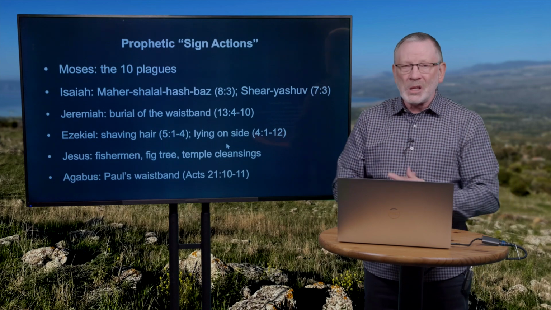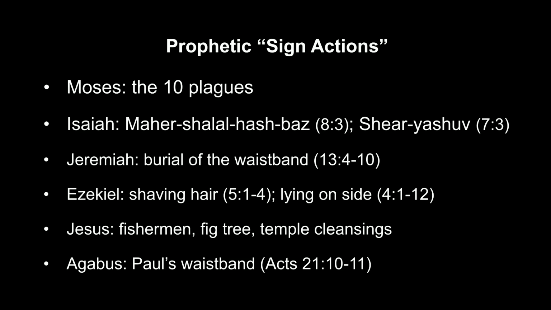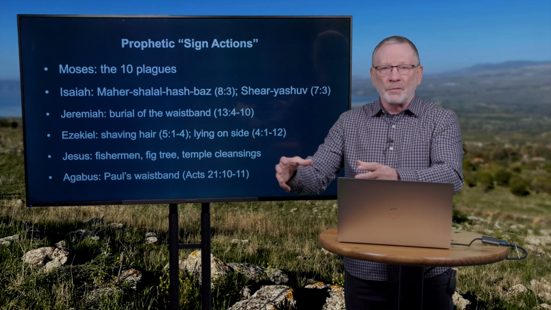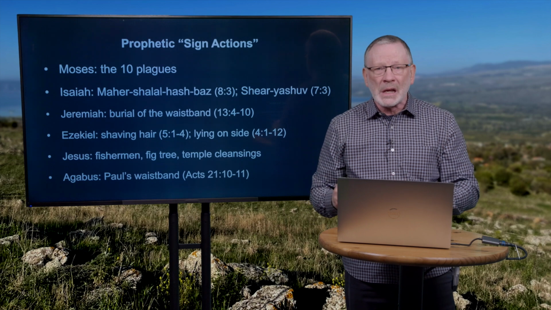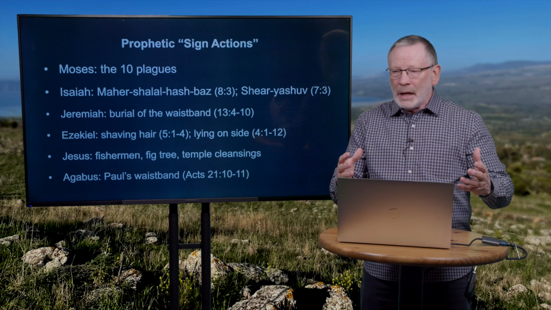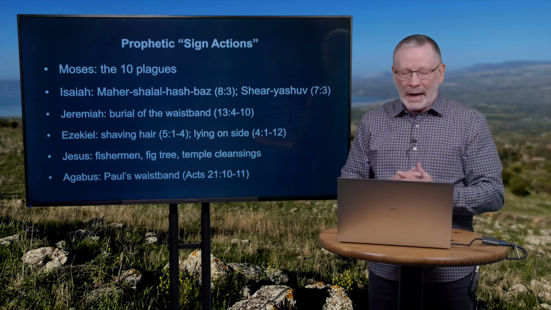Another one of Ezekiel's sign acts is when he's told by God, lie on your side for a period of time and set up a brick and kind of enact the destruction of Jerusalem after a period of siege, and then total destruction and eventual exile. And this is a sign act.